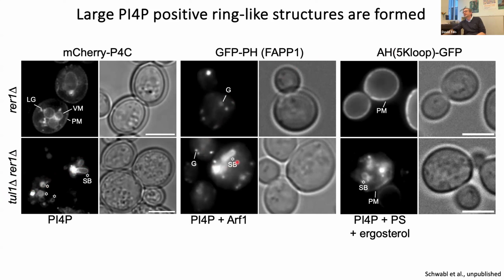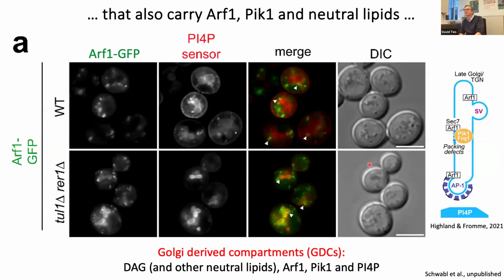So the FAPP domain binds to these probes only in the presence of active ARF1. The K5 loop only binds to PI4P in the presence of phosphatidylserine and ergosterol. So we figured something important must be going on, and we wanted to understand what these huge structures are. And we teamed up with Florian Wilfling and his lab and performed cryogenic correlative focused ion beam milling and cryo-electron tomography. Oh, and first of all, I want to show you that also ARF1 is on these compartments, as already predicted by the presence of the PI4P sensor.